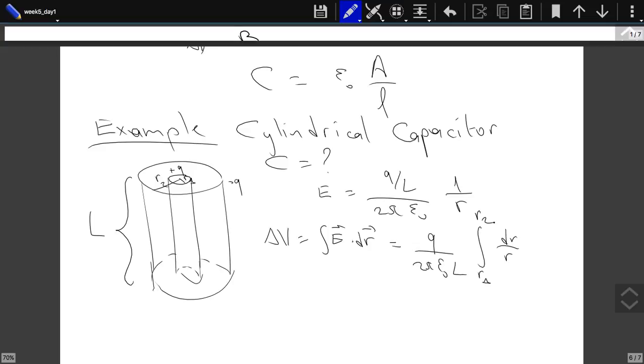This integral is usually one of the favorite integrals of students. It's just a logarithm. So delta V is equal to Q over 2 pi epsilon 0 L times the logarithm of R2 over R1. And this, by definition, is Q over C. So the Q's you can just cancel. We know what C is.